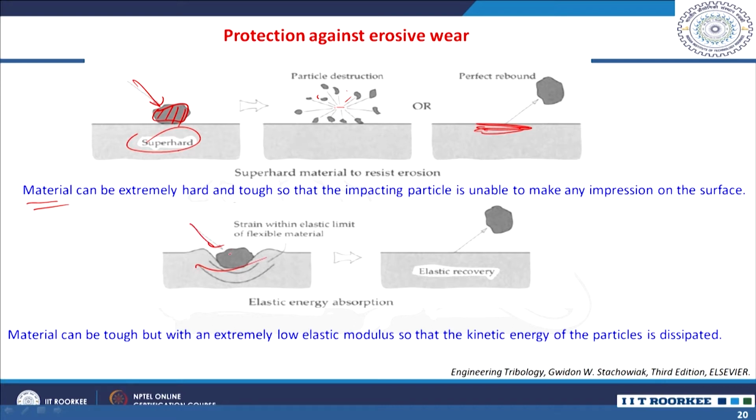The particle impinges on this material, and the strain stays within the elastic limit of the plastic, the flexible material. So, the energy is absorbed, and because of this energy absorption, you do not find any permanent damage on the material surface. So, erosive wear can be protected against by choosing a material which is extremely hard and tough, or a material which is tough with an extremely low elastic modulus. In both conditions you can have protection against erosive wear.